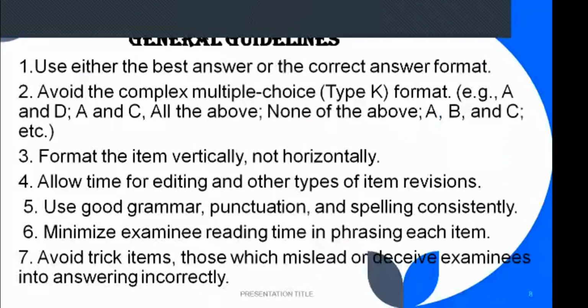Let us see. Use either the best answer or the correct answer format. Avoid the complex multiple type K format, for example: A and D, A and C, all of the above, none of the above, A, B and C, etc. Format the item vertically, not horizontally. Allow items for editing and other types of item revisions. Use good grammar, punctuation and spelling consistently. Minimize examinee reading time in phrasing each item. Avoid trick items, those which mislead or deceive examinees into answering incorrectly.